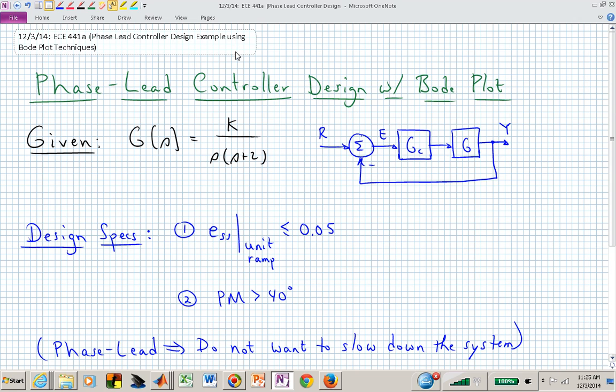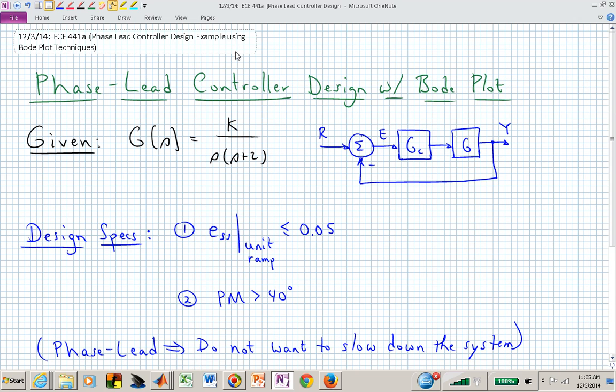We're given a type 1 system, which means that if we can stabilize the system in this block diagram structure with some G sub C, then we can be guaranteed that the steady state error due to a constant input is going to be 0.